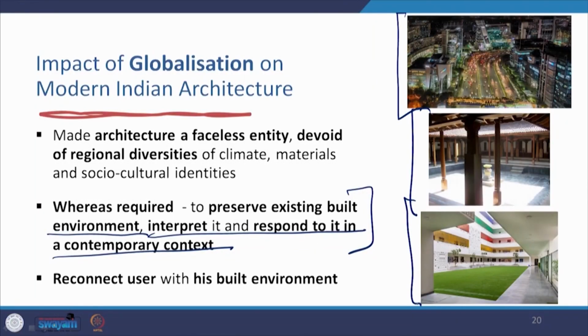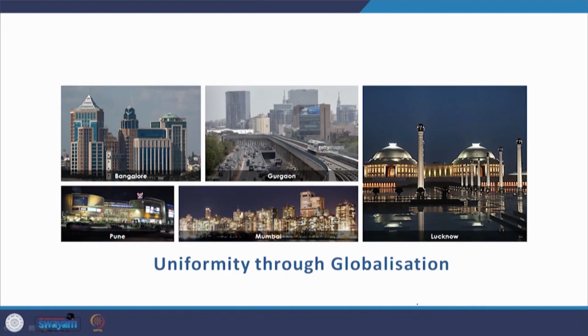This is a picture of the British school by Morphogenesis, and it shows a modern day courtyard, right. It is a modern building, but it is a regional modern building. So there is a reconnect between the user and his built environment. We will come to this point later on in this semester.